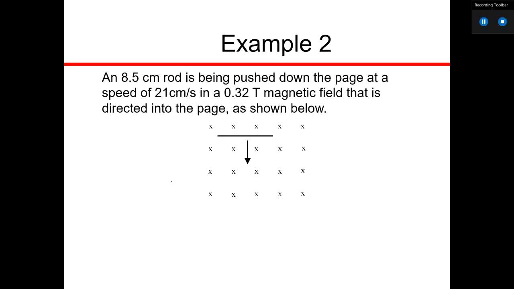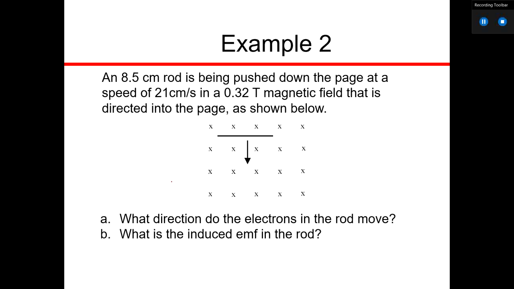So let's take a look at one last example. You have an 8.5 centimeter rod being pushed down the page with a speed of 21 centimeters per second in a magnetic field. What direction do the electrons in the rod move, and what is the induced EMF? First, let's figure out which direction the electrons are going to move. If the wire is moving down the page, there's going to be a force that opposes it, up the page. So we face our palm up. Since the magnetic field is going into the page, represented by the X's, our palm is up, our fingers are pointing toward the screen, and our thumb is pointing to the right, which means the current is to the right in this wire. Again, current represents the movement of positive flow, which means the electrons are moving to the opposite end, to the left. So our electrons in the rod are moving to the left side of the rod.